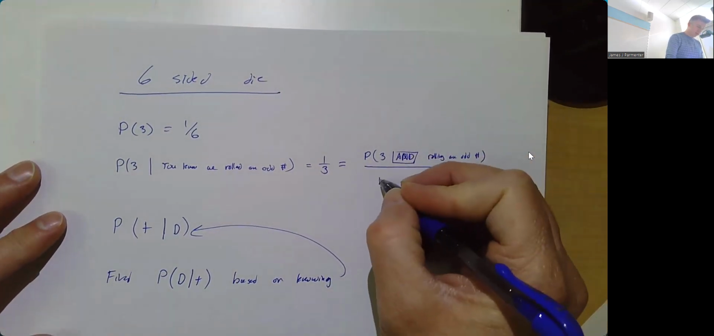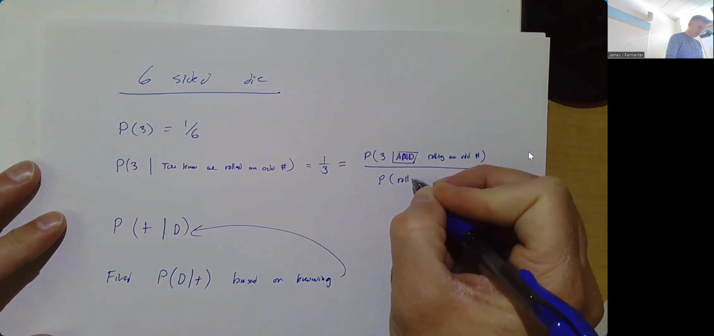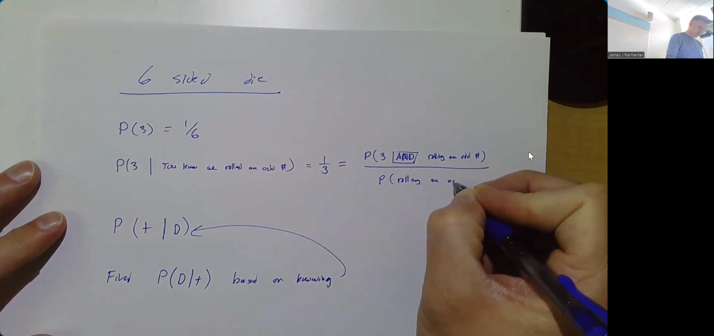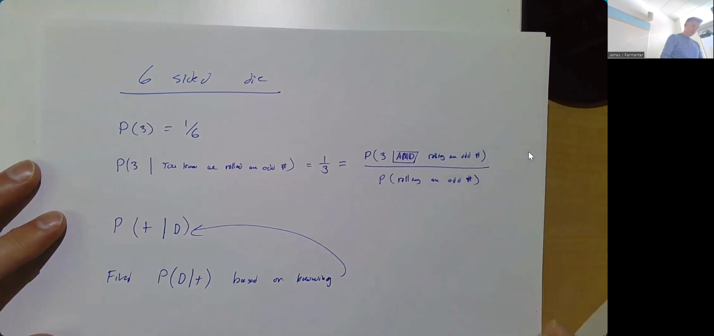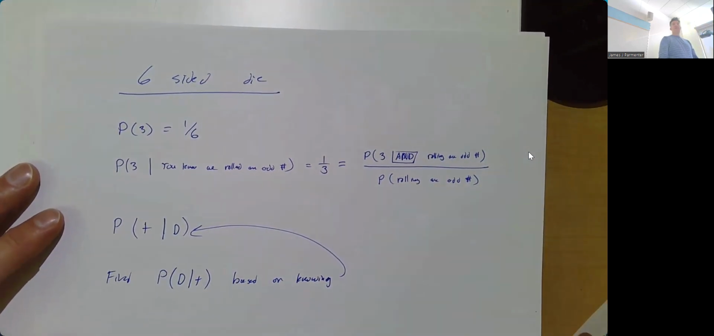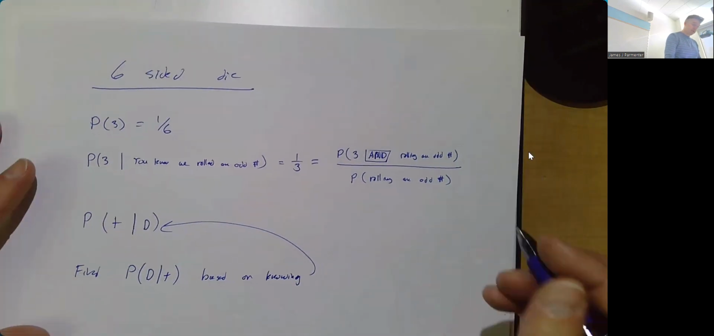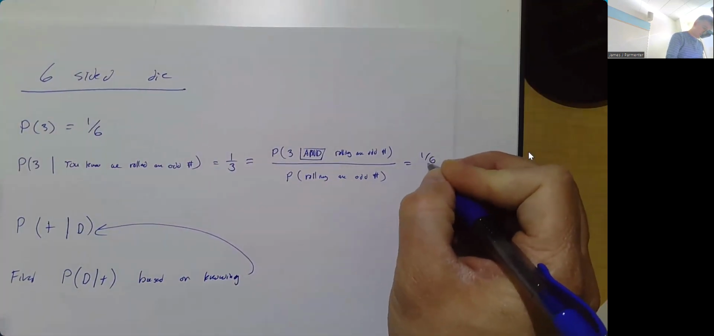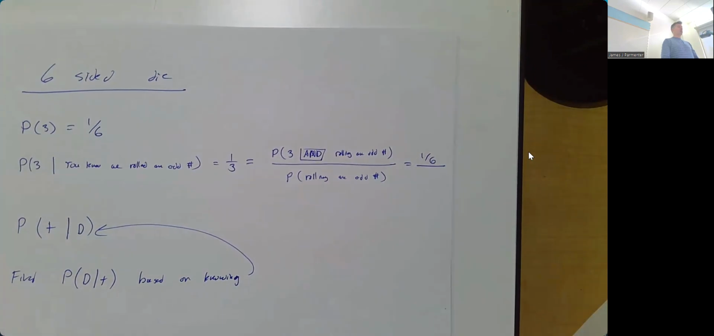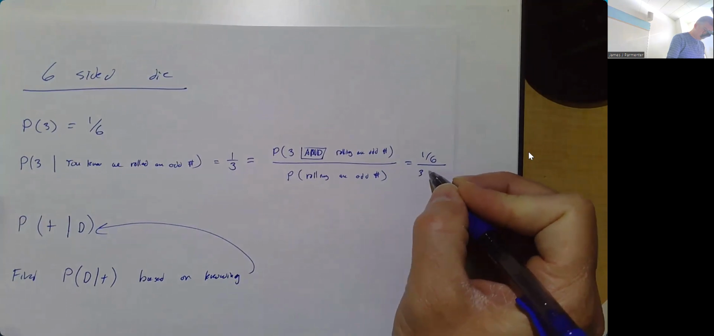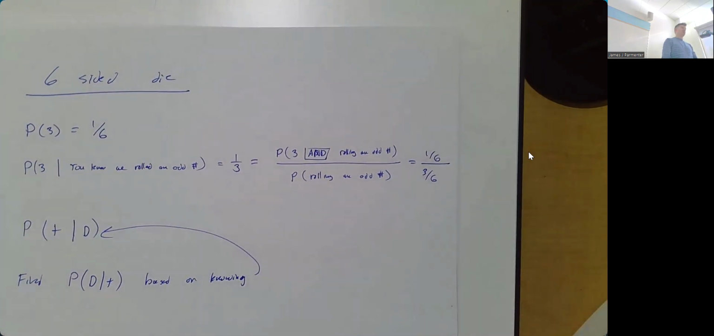Divided by the probability of rolling an odd number. Okay, what's the probability of rolling a 3? 1/6. What's the probability of rolling an odd number? 3 out of 6. Those 6s definitely cancel.